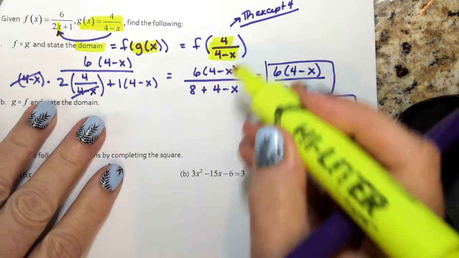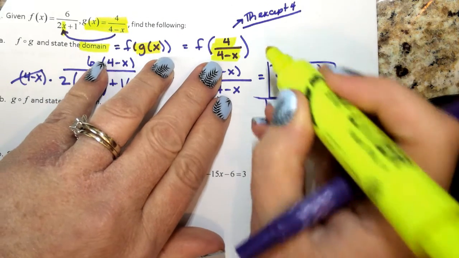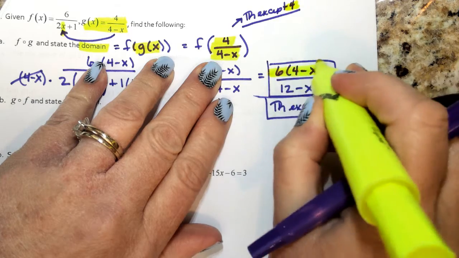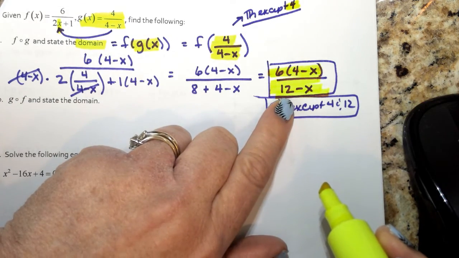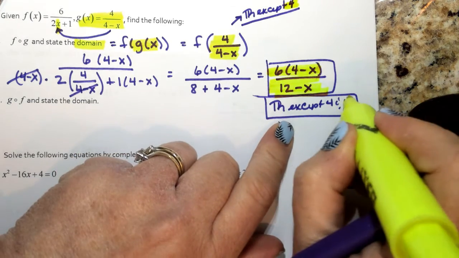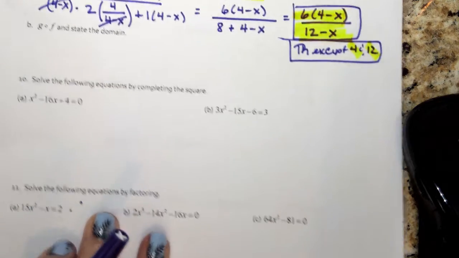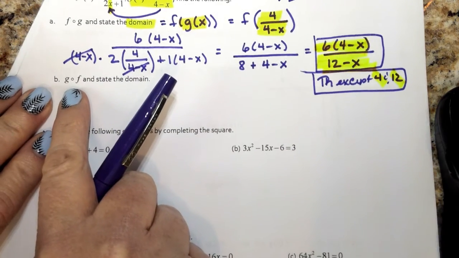So like I said, when you're asked about the domain and you're dealing with a composition of functions, you not only have to look at the input, that's where we got the 4 from, but you have to look at the domain of the final answer as well. And again, because you have a fraction, we know we can't have a 0 in the denominator, so 4 and 12 have to be excluded from the domain. Remember, composition of functions is not commutative.